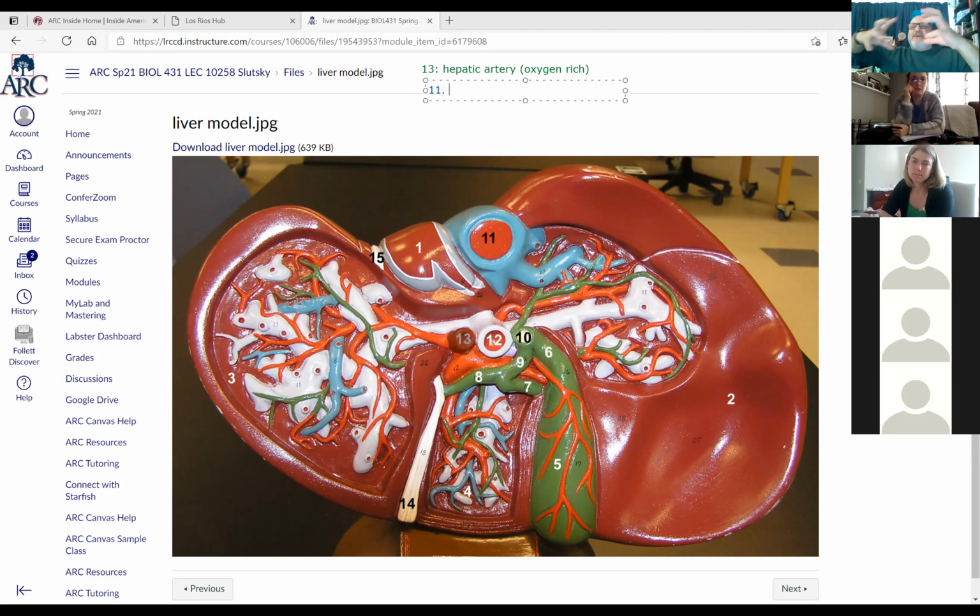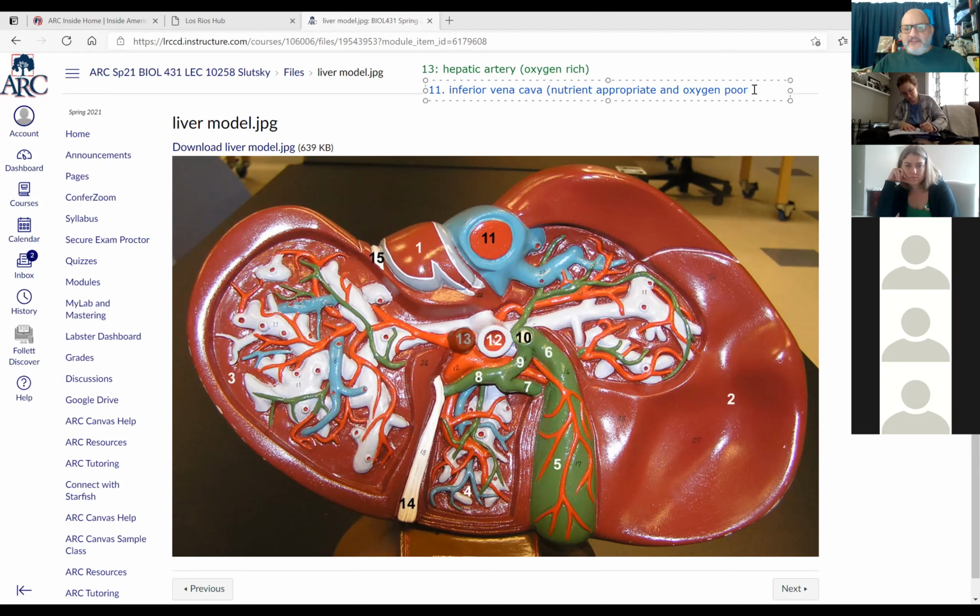11, though, is that big, huge one that's not going into the liver. Yeah, it's the inferior vena cava, which we know is nutrient poor and oxygen poor because it's on its way back to the heart. And along those same lines, as you guys notice, 23 feeds into the inferior vena cava. That would be the hepatic vein.